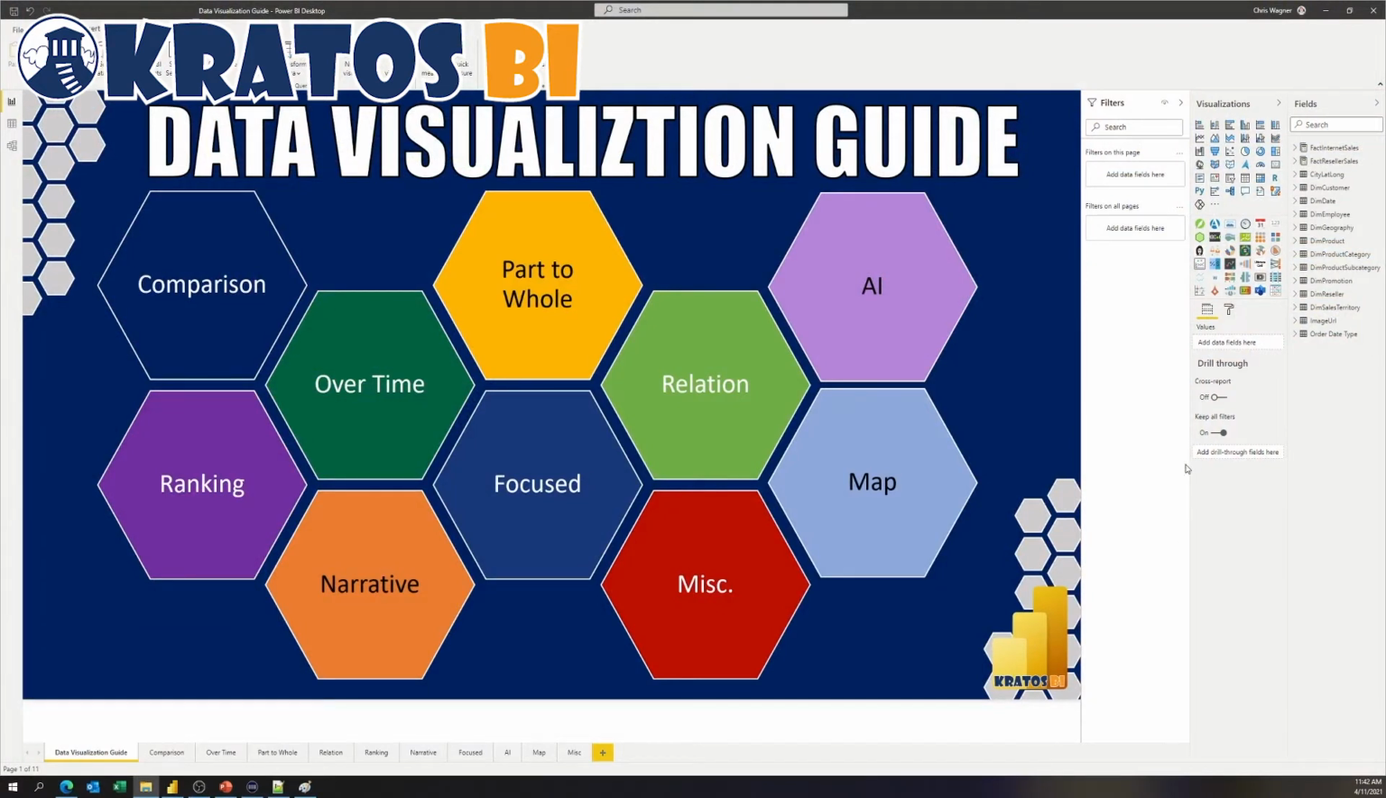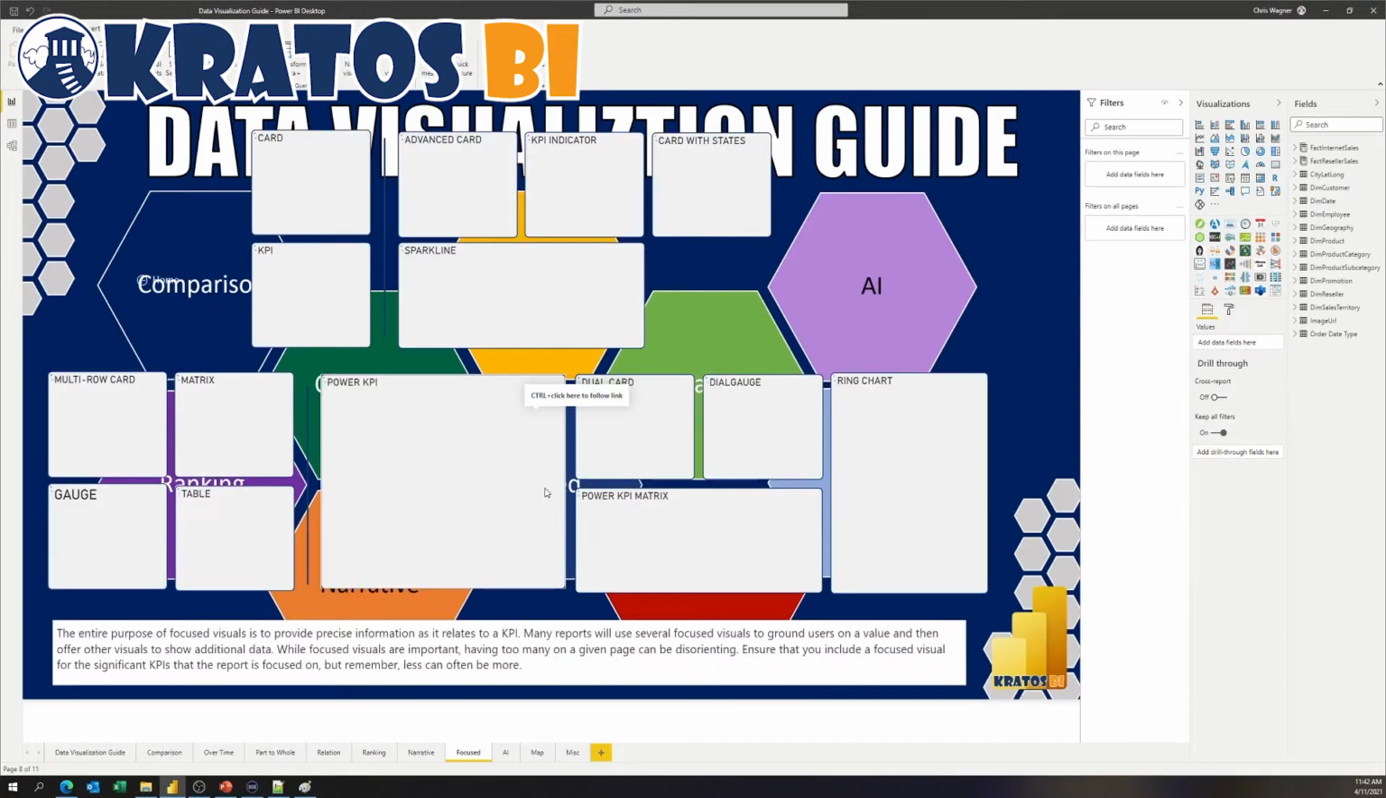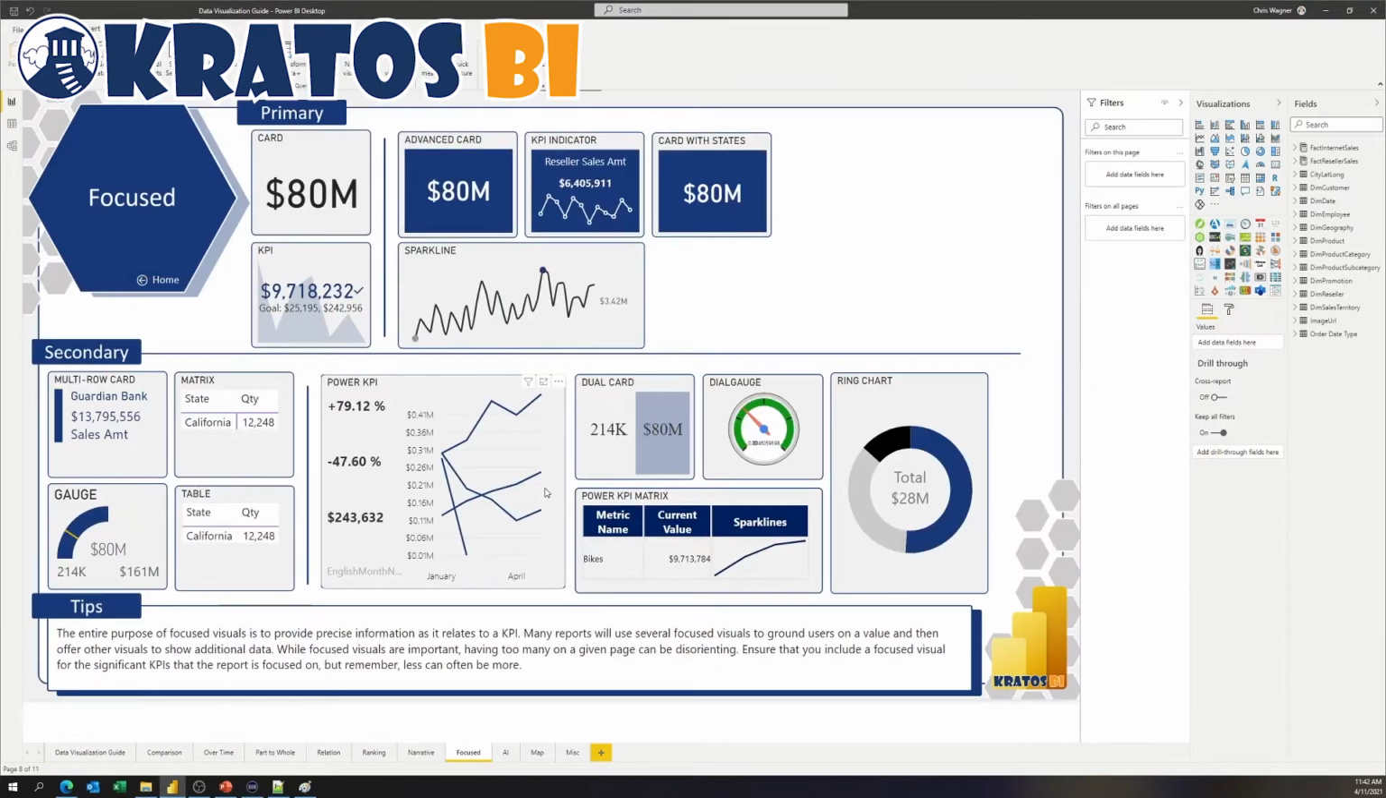Okay, as I come into my data visualization guide and I want to hone in on my focus visuals, I click in and head on over. Straight out of the box, Power BI comes with some great focus visuals that are used probably more than almost anything else, which is the card and the KPI chart. Both of these are foundational when it comes to building a report.